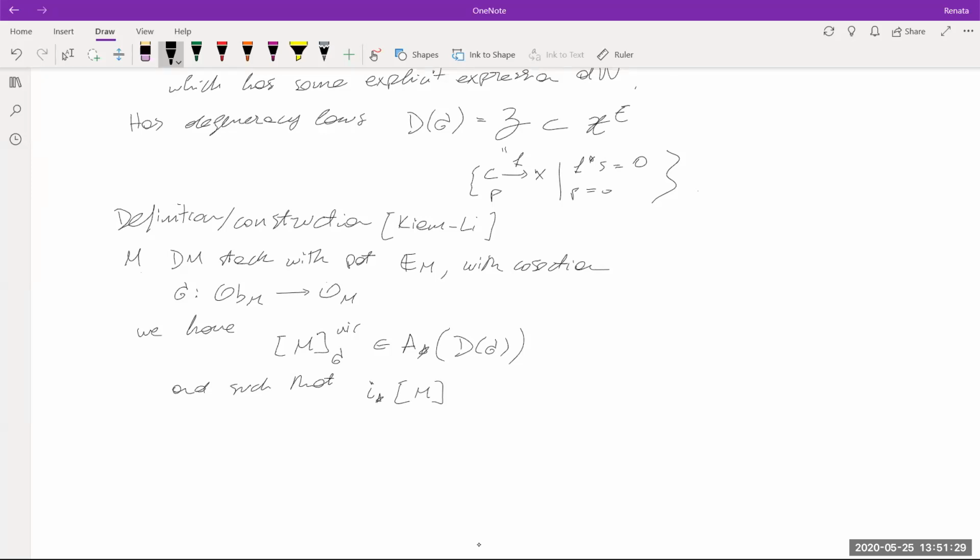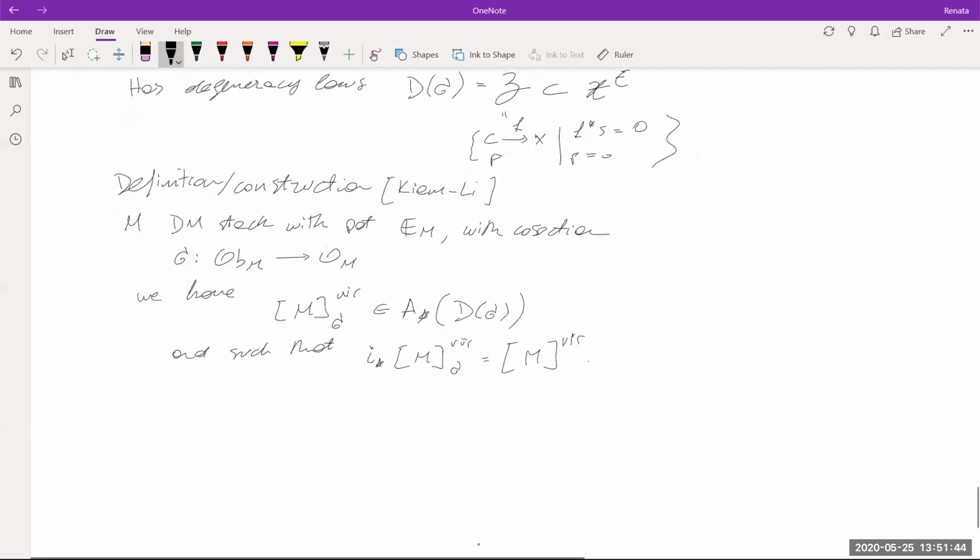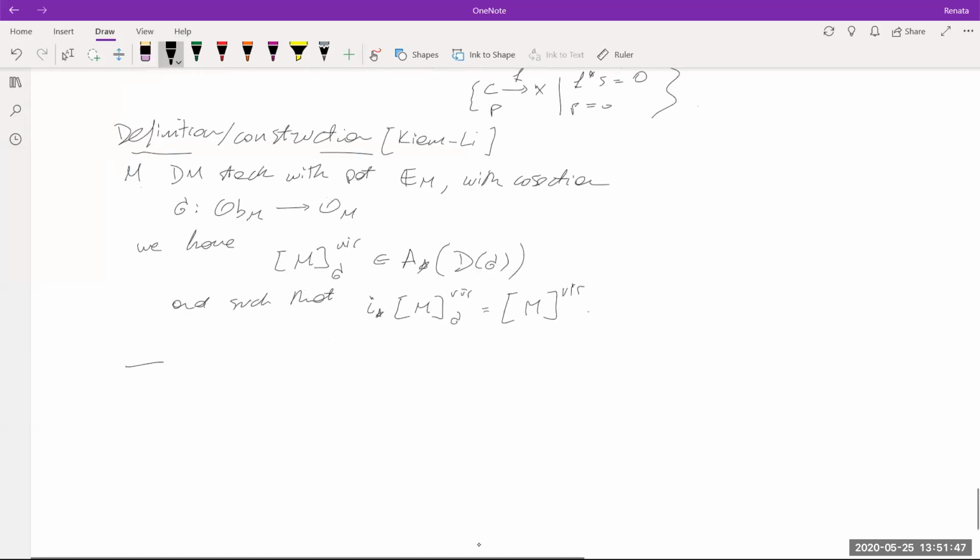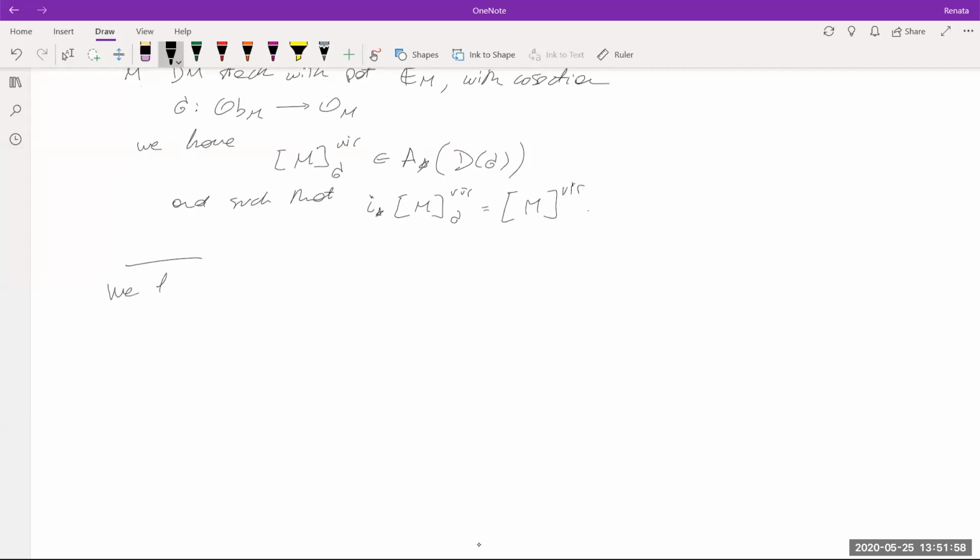The push forward of this class by the inclusion of the degeneracy locus agrees with the virtual fundamental class on the whole space given by this perfect obstruction theory. This won't be so important here. Now, so we have some perfect obstruction theory on the moduli of stable maps with P fields that is supported on Z, which is what we care about.